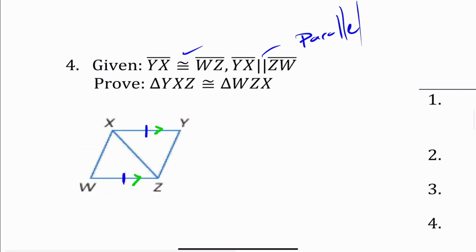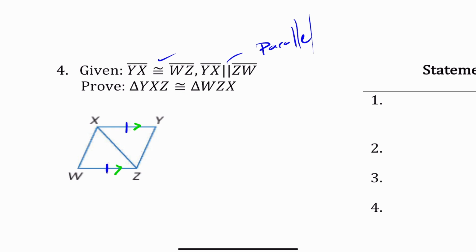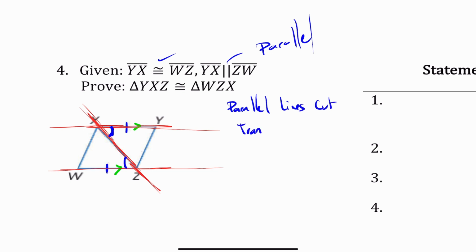Okay, so when you have parallel lines, they are cut by a transversal. Okay, so that means that these angles are alternate interior angles. So let me rewrite this. So you have parallel lines cut by transversal, so then alternate interior angles. Okay, so what are the alternate interior angles? You may not, and I'm going to say this right now, you cannot say angle X and angle Z.